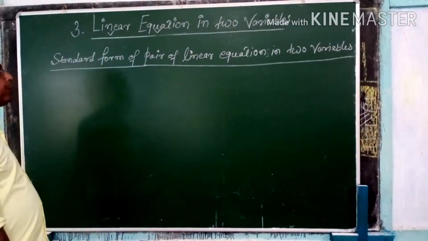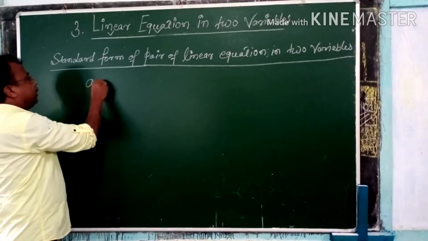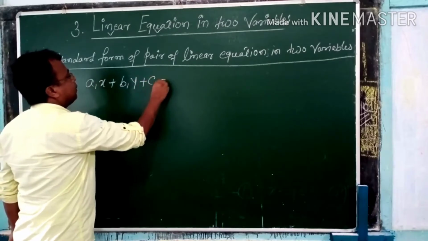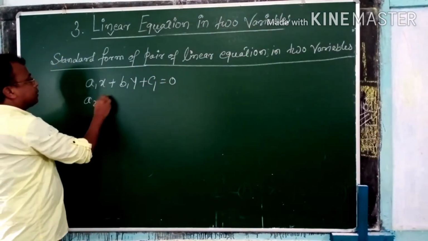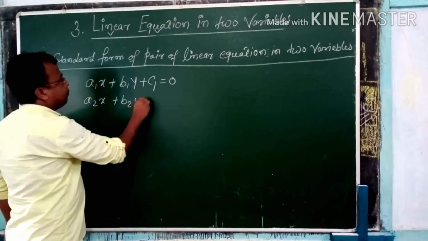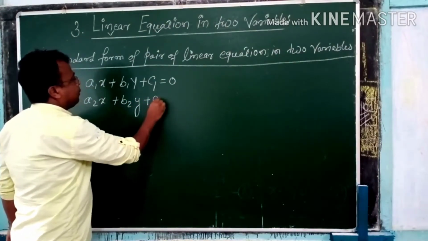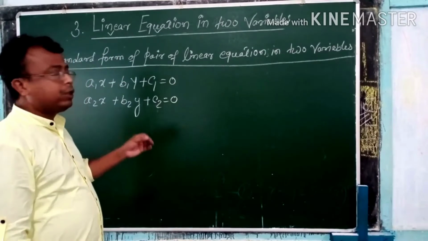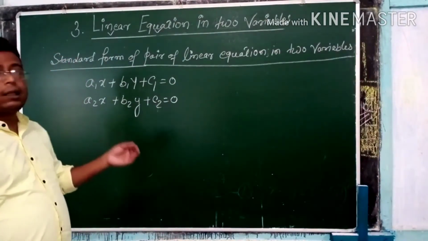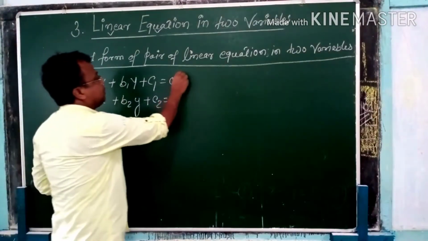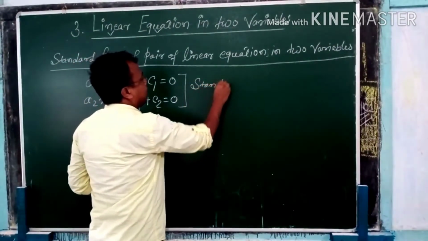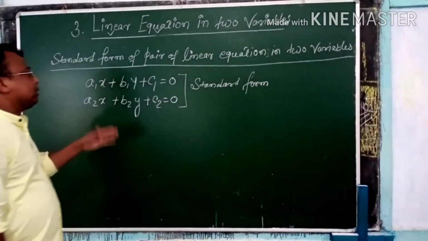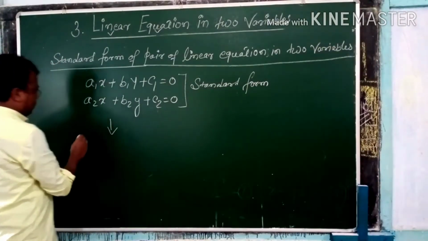Now you see, a1x plus b1y plus c1 is equal to 0. Then a2x plus b2y plus c2 is equal to 0. So this is the standard form of a linear equation. Means a pair of linear equation will exactly look like this. Okay, means this is the standard form.